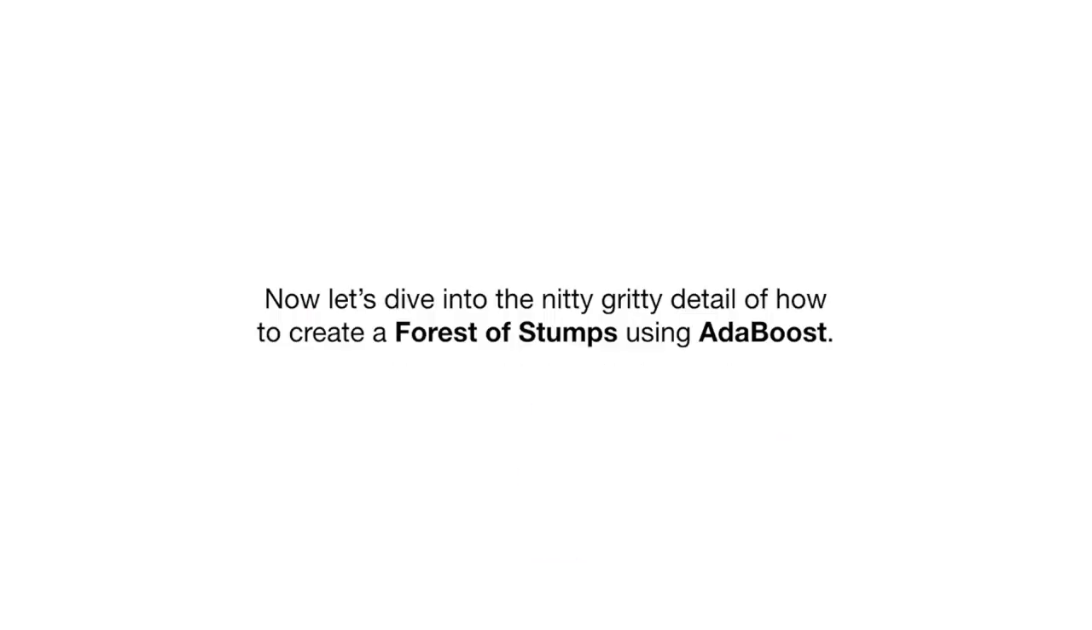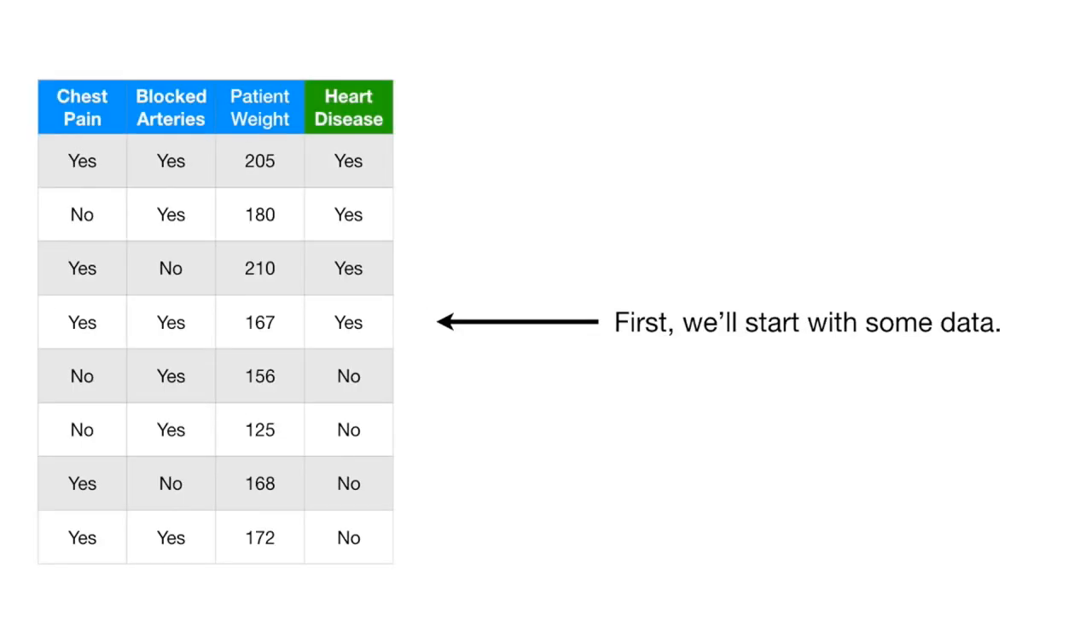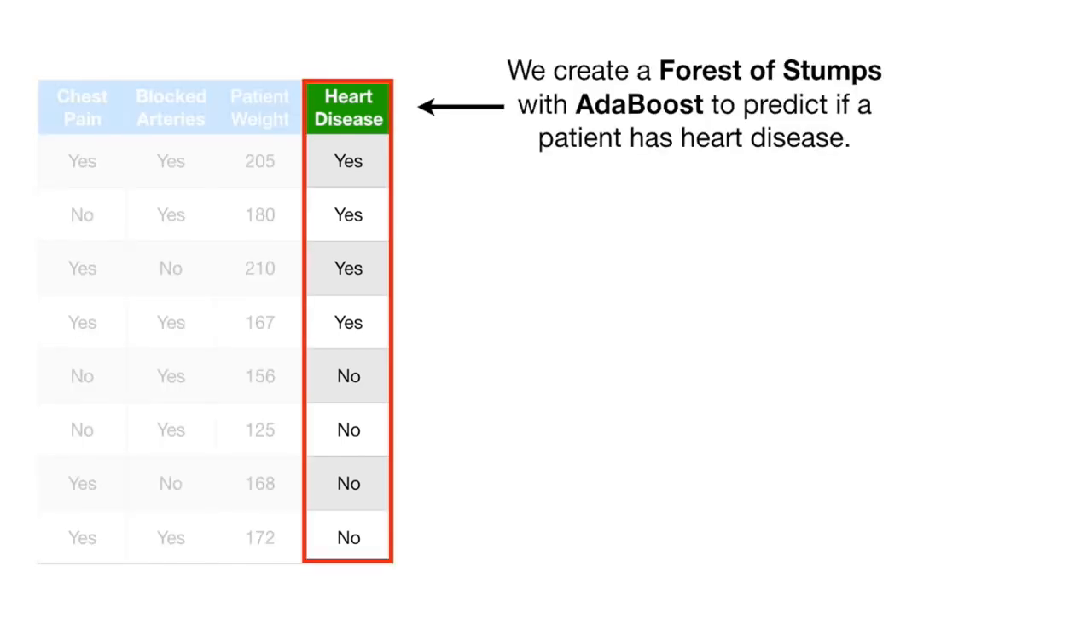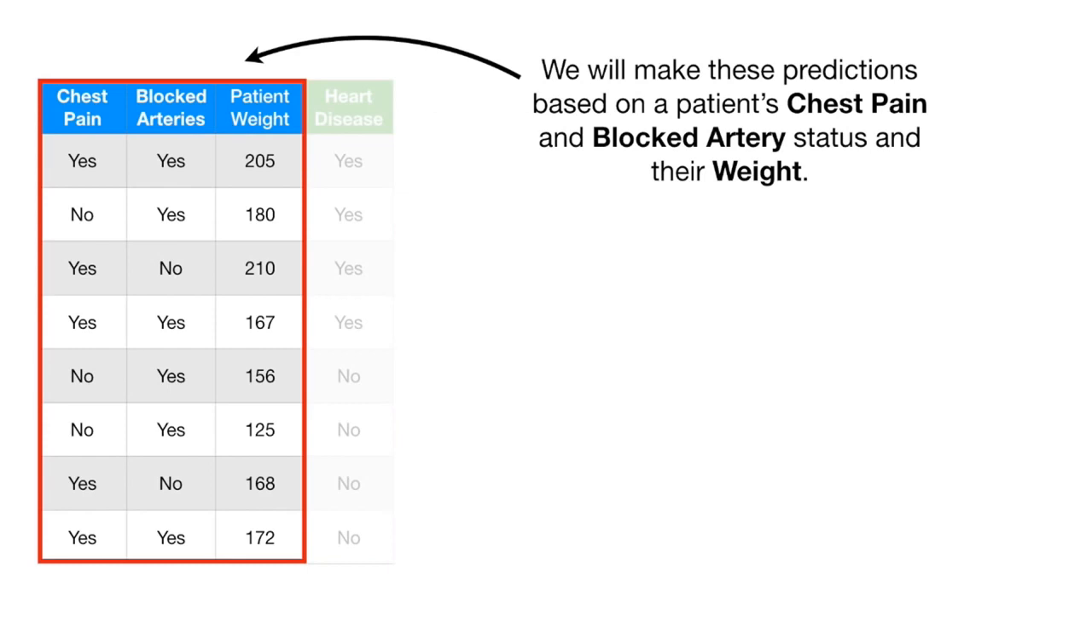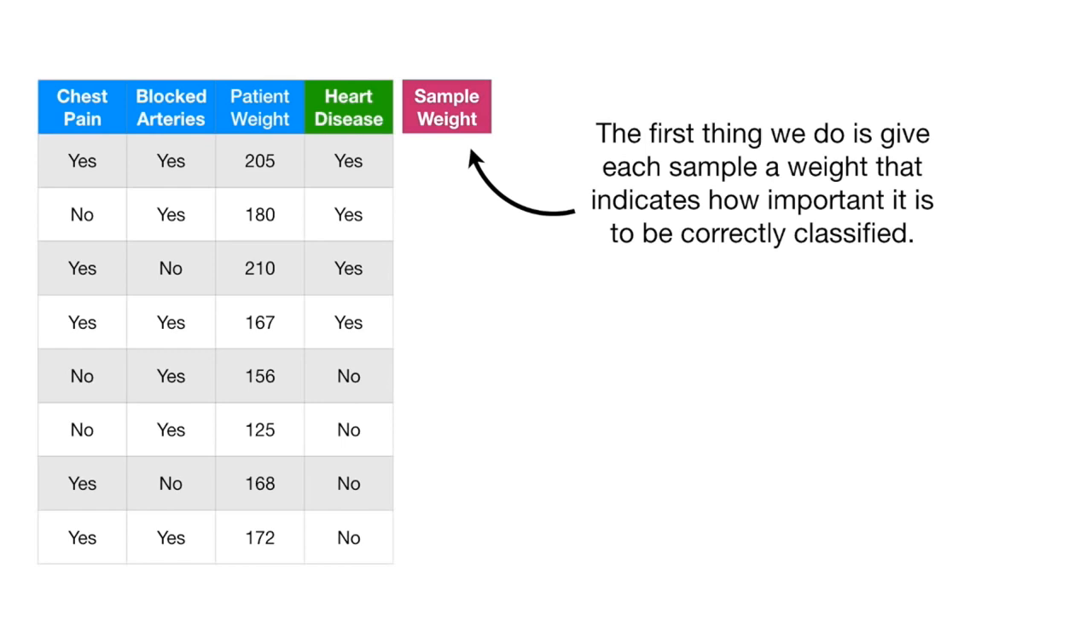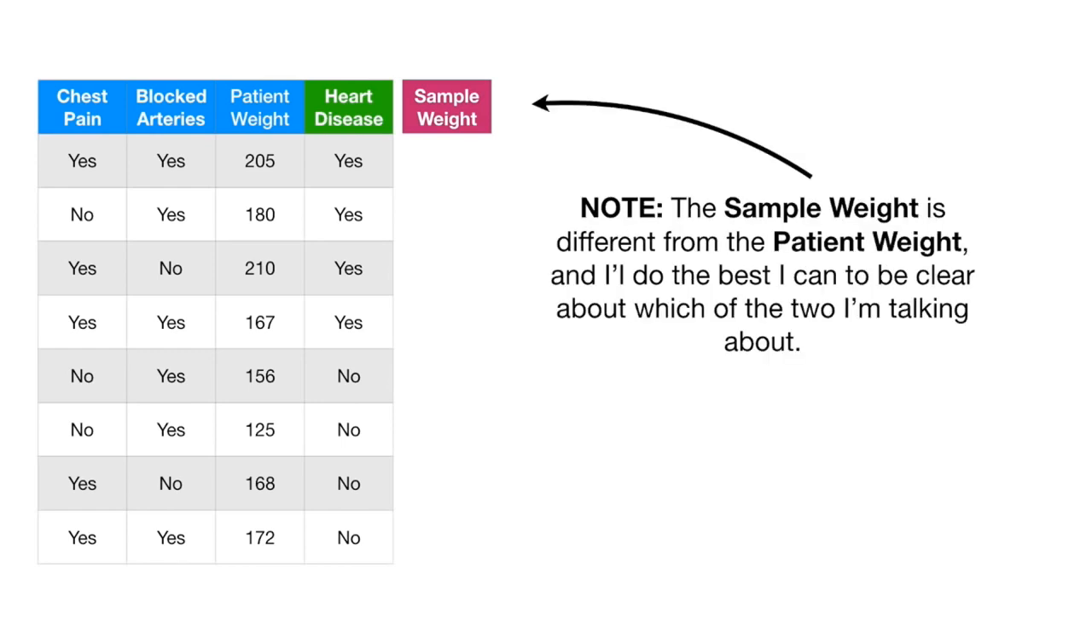Building a stump with the Gini index. Now the nitty-gritty detail of how to create a forest of stumps using AdaBoost. First, we'll start with some data. We create a forest of stumps with AdaBoost to predict if a patient has heart disease. We will make these predictions based on a patient's chest pain, blocked artery status, and their weight. The first thing we do is give each sample a weight that indicates how important it is to be correctly classified. Note, the sample weight is different from the patient weight, and I'll do the best I can to be clear about which of the 2 I'm talking about.